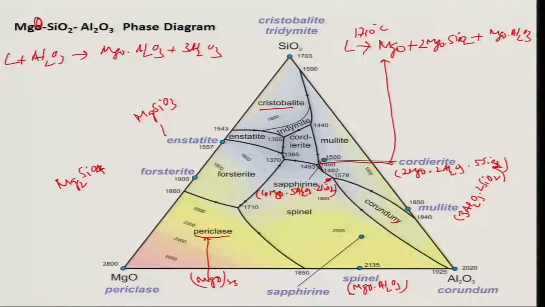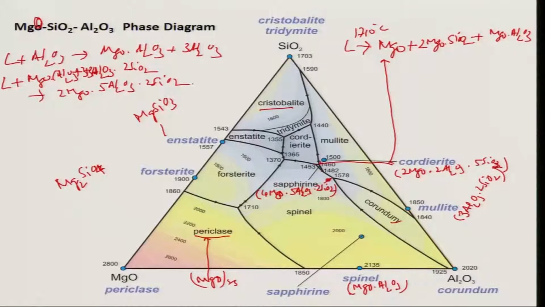And then the second one is basically liquid plus MgO Al2O3 plus, this is a ternary peritectic reaction, Al2O3 2 SiO2 leading to formation of 2 MgO 5 Al2O3 2 SiO2. What is this? This is 2 MgO SiO2. This is the one. This is the cordierite. So, cordierite basically forms by a ternary peritectic reaction. This is the one.